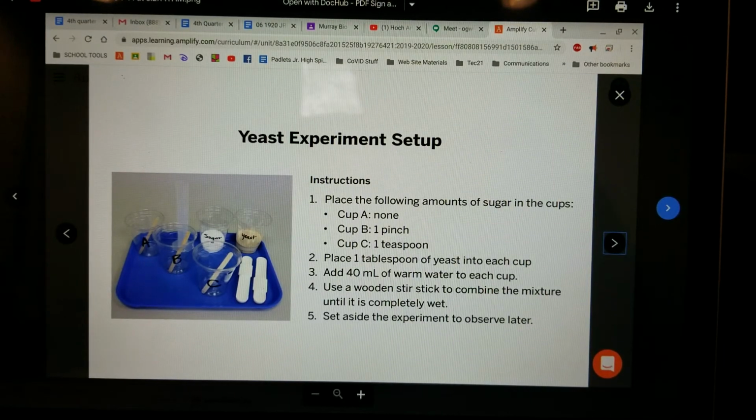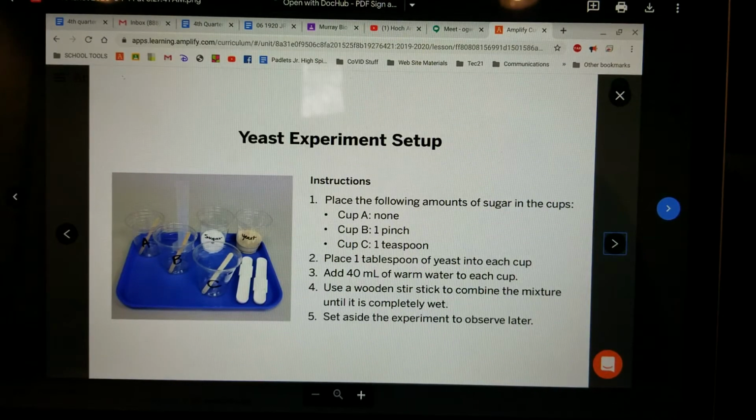Hey everybody, welcome to part 2 of your yeast experiment, returning to the yeast experiment. You see the setup in front of you that I left off with when last we saw each other.